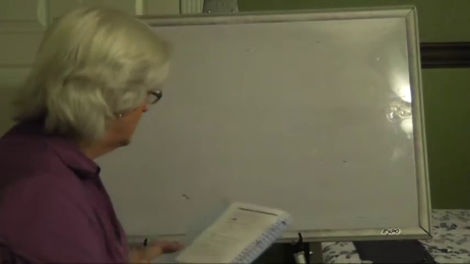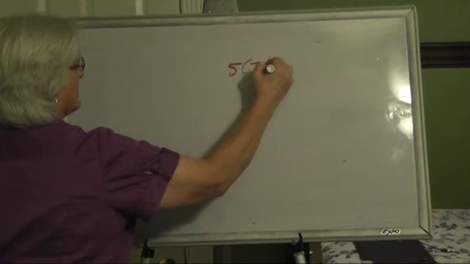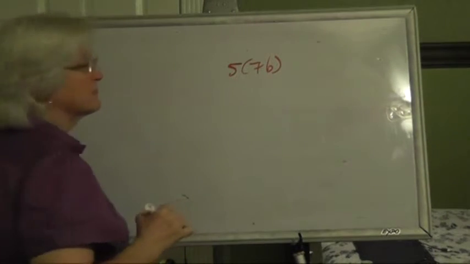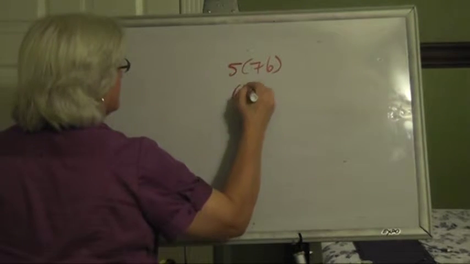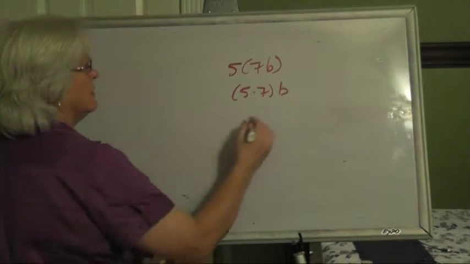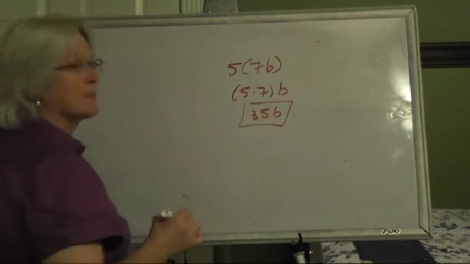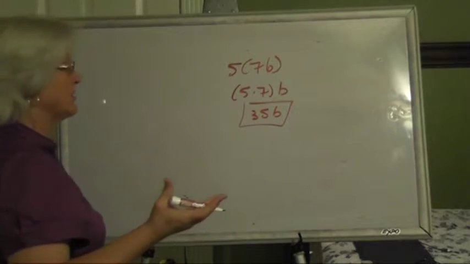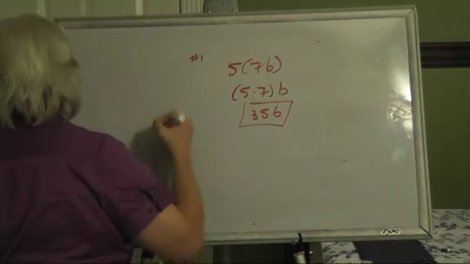Okay. Problem number 1. Simplify using the associative property of multiplication. 5 times 7b. Associative property means grouping can change. So this would be 5 times 7 times b. 35b. All there is to it. Very, very straightforward. This was number 1.